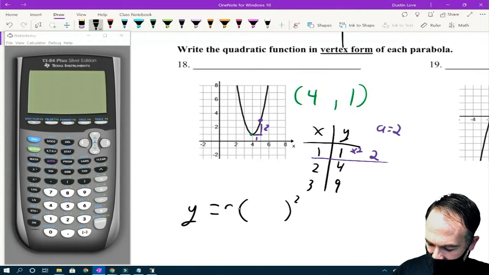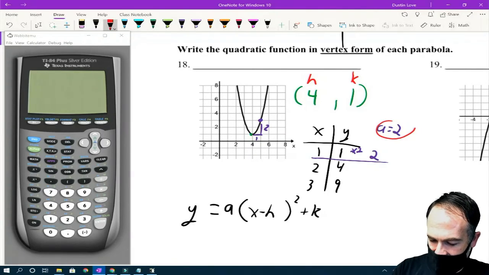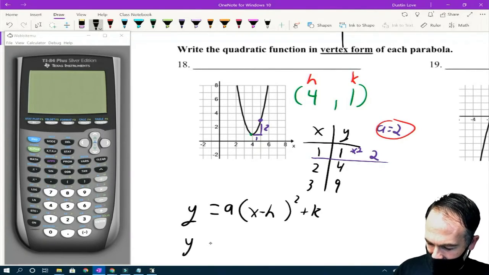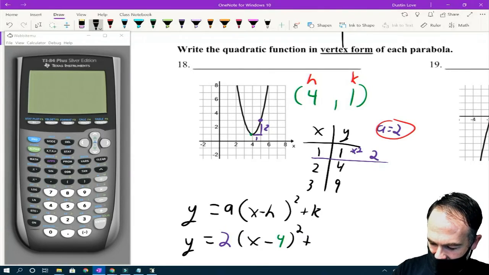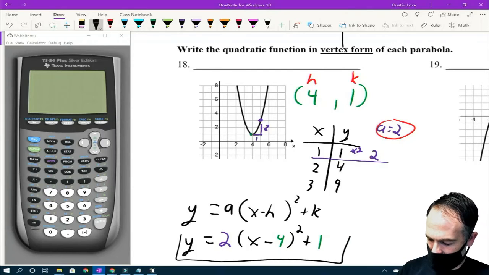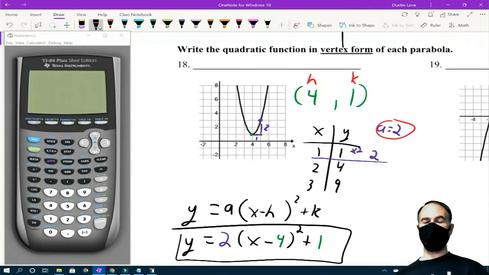Remember that we've got a times x minus h squared plus k. This is my h, this is my k, and that's my a. So we got y equals 2 times x minus h, which is 4, squared plus k, which is 1. So there's my vertex form.